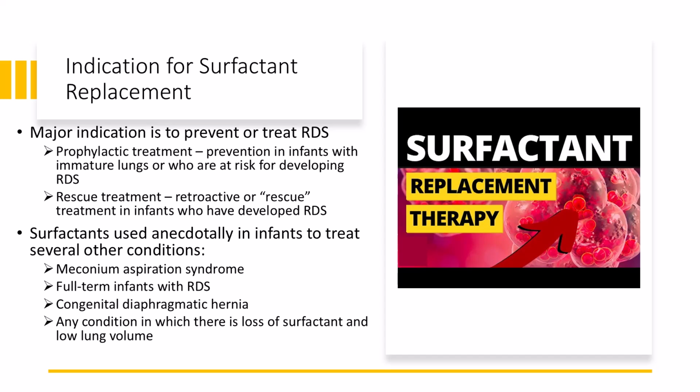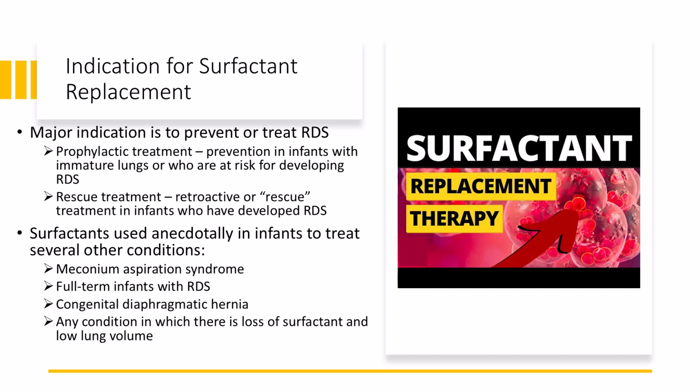For very premature infants, typically those under 26 to 27 weeks of gestation, there is a high likelihood of developing respiratory distress syndrome. In these cases, surfactant is often administered as soon as possible after birth, usually within minutes. This approach is known as prophylactic treatment. The rationale behind this strategy is to prevent lung injury before it occurs. However, it also carries the risk of treating some infants who might not have developed respiratory distress syndrome.